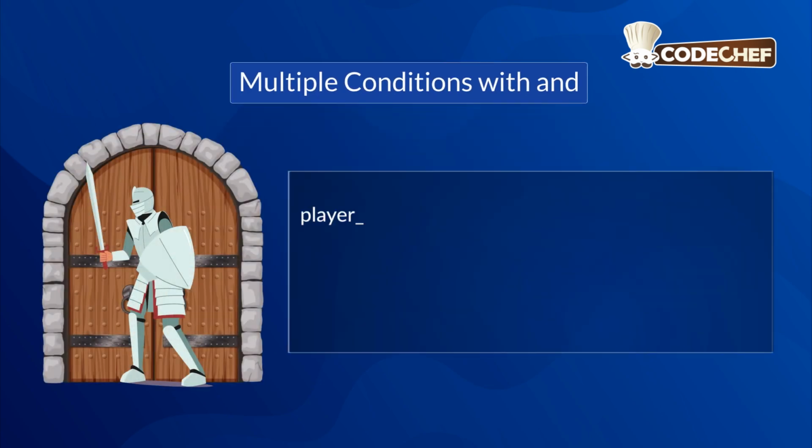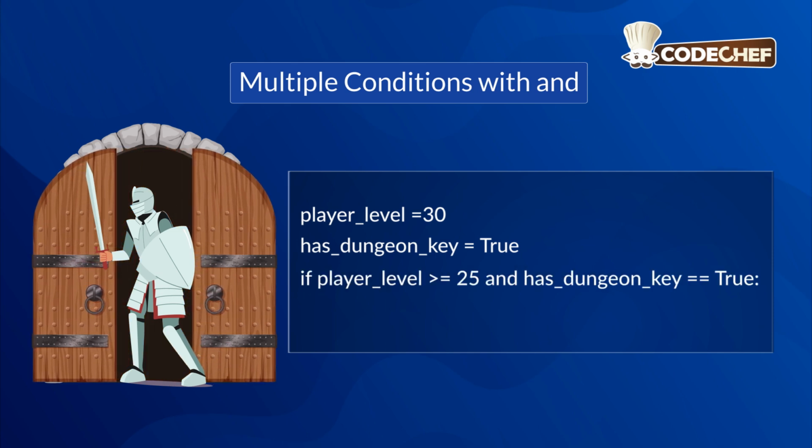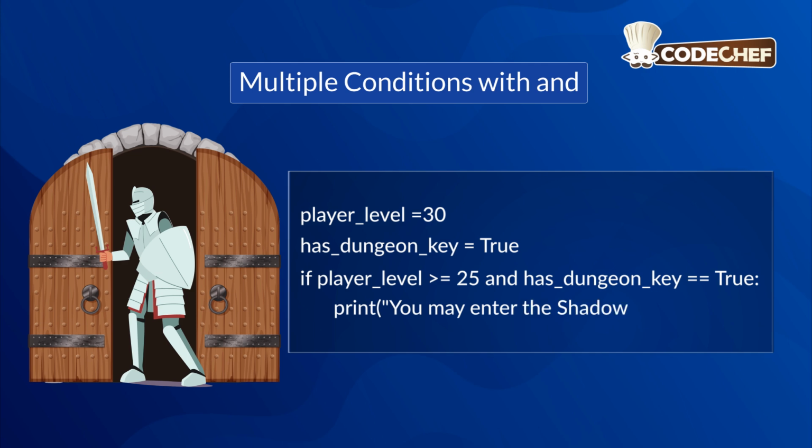What if you need multiple requirements to be met? In gaming, you might need the right level and a key to enter a dungeon. The AND keyword combines conditions, and all of them must be true for the code to run. Your level is high enough and you have the key, so the gate opens. If either were false, you'd be denied entry.